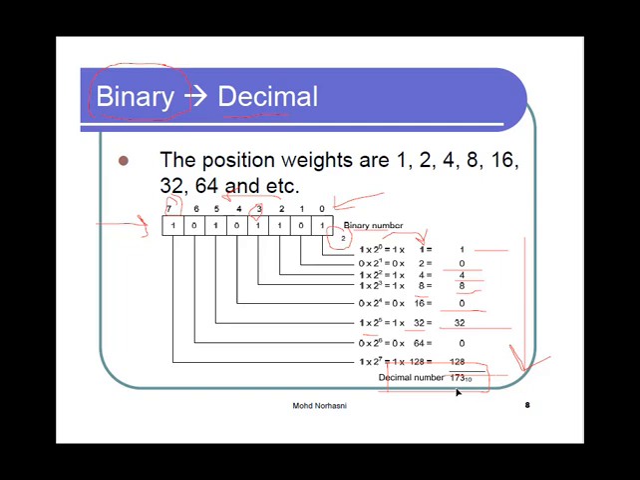So you see, it's a bit different. In binary, you only have either 1 or 0, but in decimal, you have all the digits from 0 to 9. So this is how you change from binary to decimal.